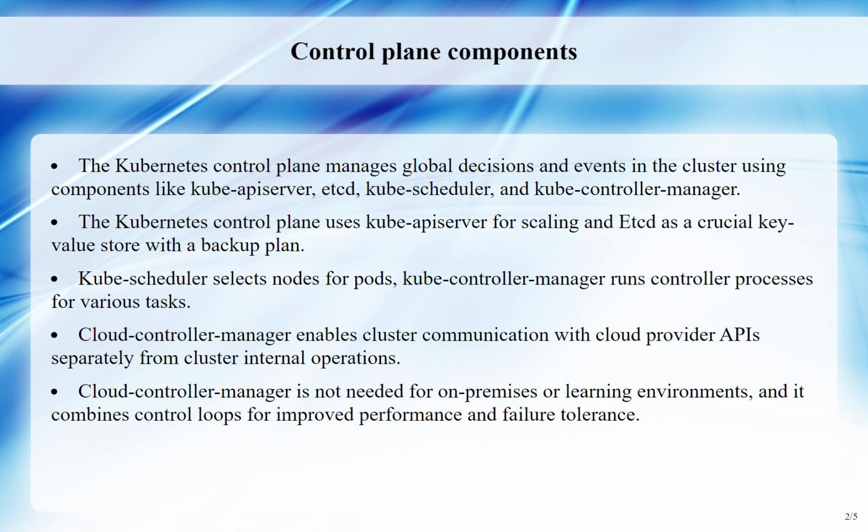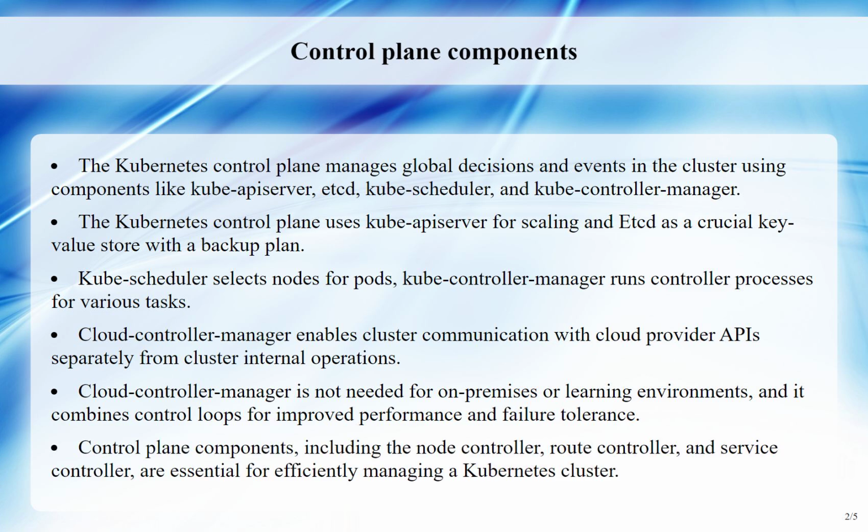Like the Kube Controller Manager, the Cloud Controller Manager combines multiple control loops into a single process that can be scaled horizontally for performance improvements and failure tolerance. Controllers that may have cloud provider dependencies include the Node Controller, Route Controller, and Service Controller. Overall, the control plane components in a Kubernetes cluster play essential roles in managing and maintaining the cluster's operations efficiently.